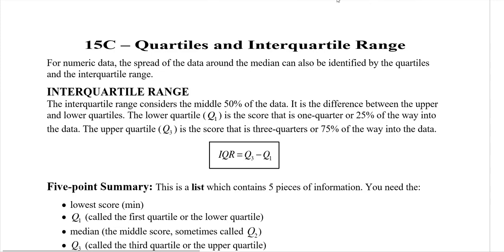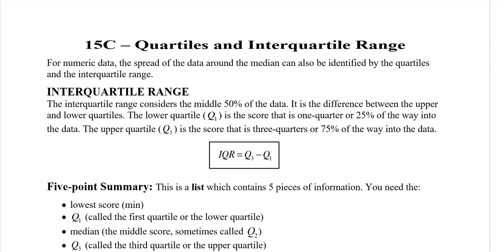Okay, so 15C is about quartiles and interquartile range. A lot of this stuff, think back to year 10 and you have seen most of it. So let's go through what interquartile range is again. Interquartile range considers the range of the middle 50%. That's because we don't want to be influenced too much by the outliers that could be in there. We want to see where the majority, the middle 50%, are going to be found.